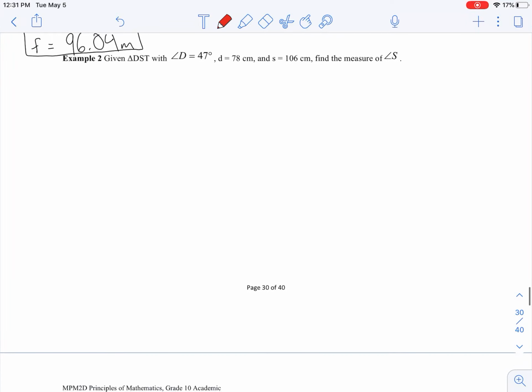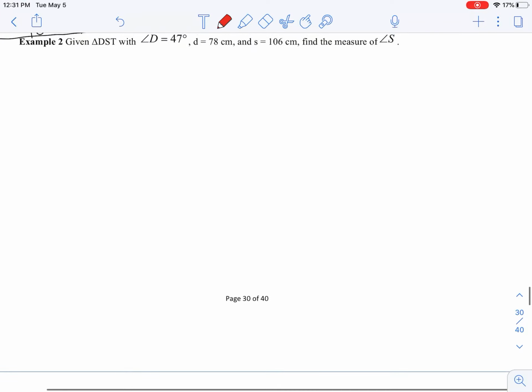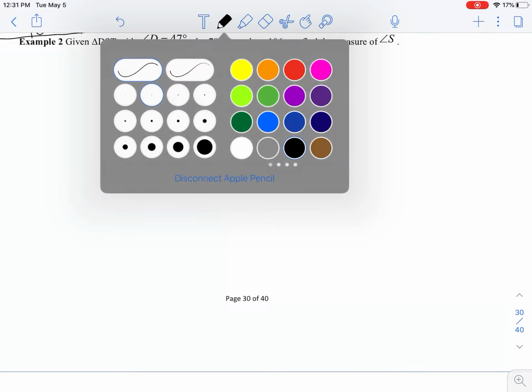Okay, let's try it. Example number 2. Given triangle DST with angle D 47. So let me draw a diagram here.